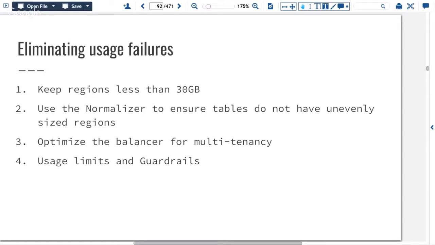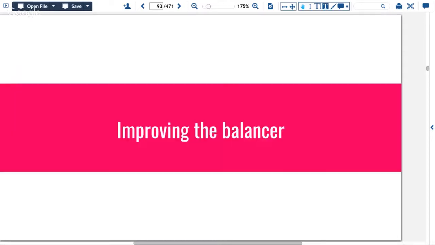Khalil will be chatting about that shortly. And then usage limits and guardrails. Improving the balancer.